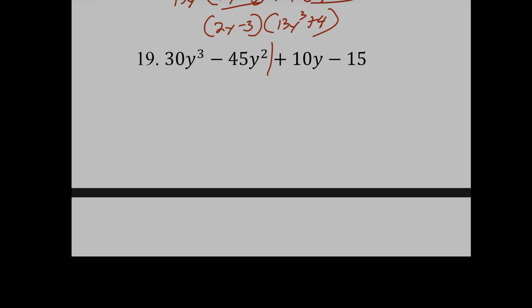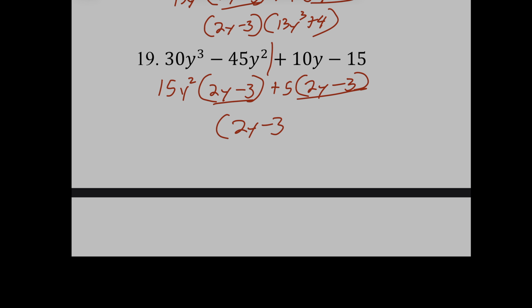Let's go on to number 19. If I take a look at the left, I'm like, okay, what'll go in there? It's a 15. 15 is the biggest, and it's y squared. That'll leave me with a 2y minus 3. Here I can pull out a positive 5, and that'll leave me with a 2y minus 3. Hey, look, they're the same. 2y minus 3 and a 15y squared plus 5.